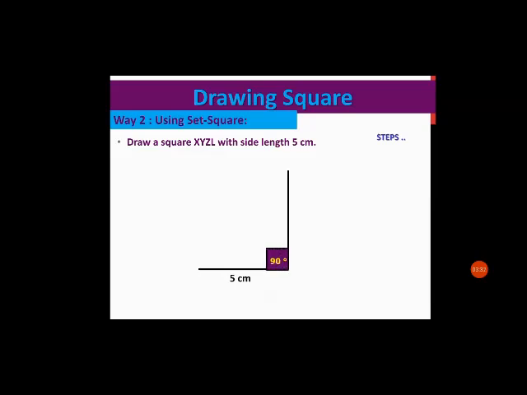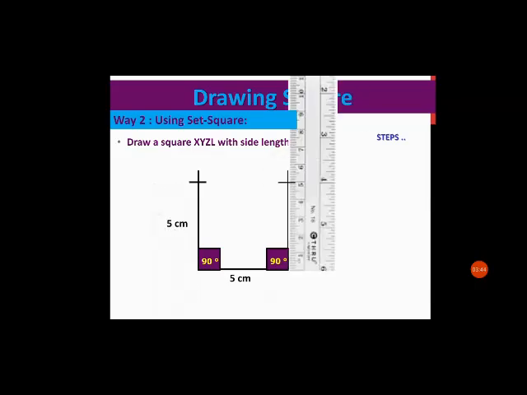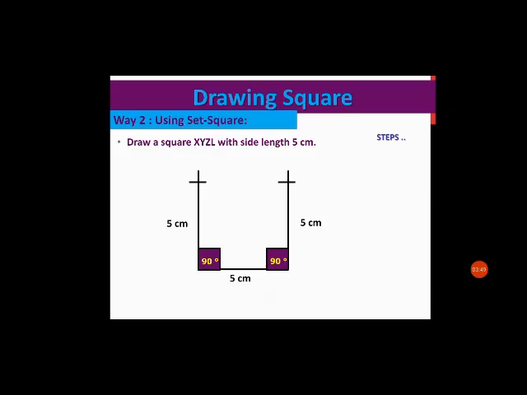Then this is the 90 degree angle. Then do the same step here with the other side. Put the set square and draw the 90 degree angle. Then we will hold the ruler and measure 5 centimeter, and then hold the ruler again to measure 5 centimeter, and then finally connect both lines with each other. Don't forget to write the letters on the drawing X, Y, Z, L consecutively.